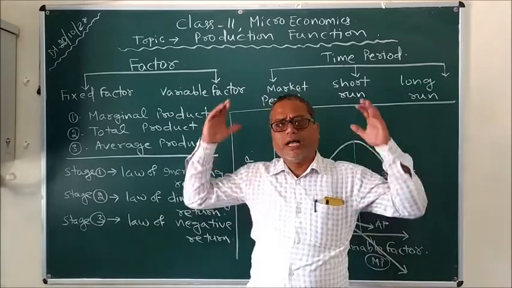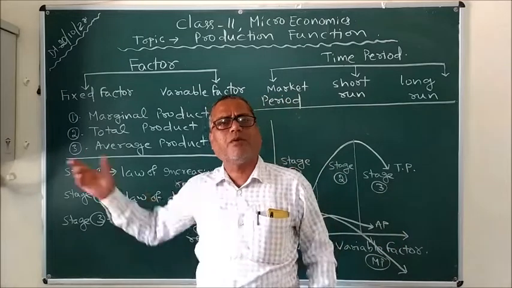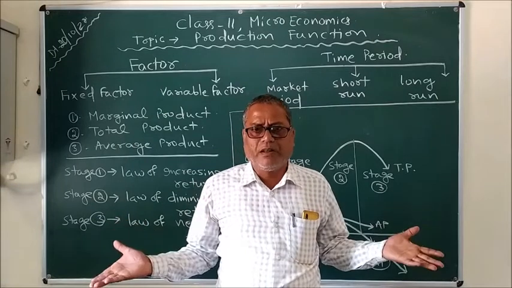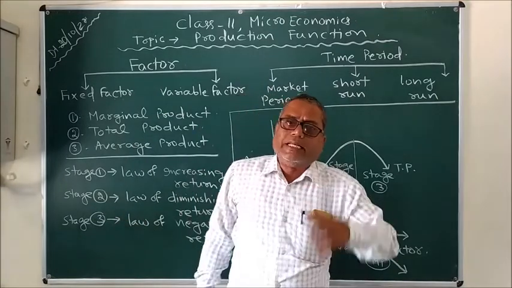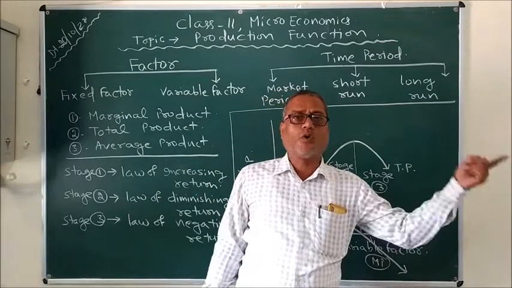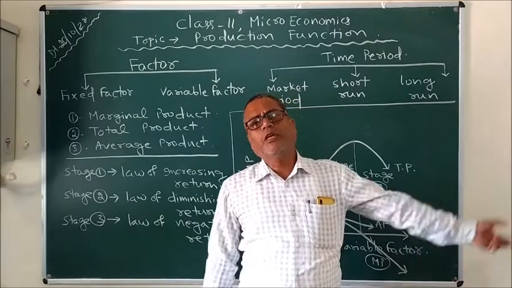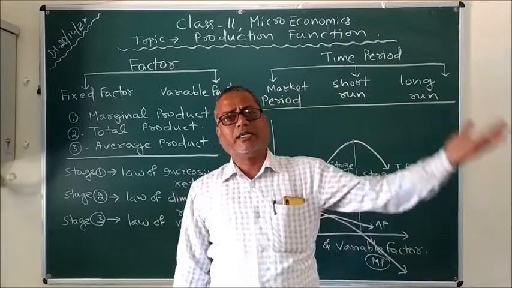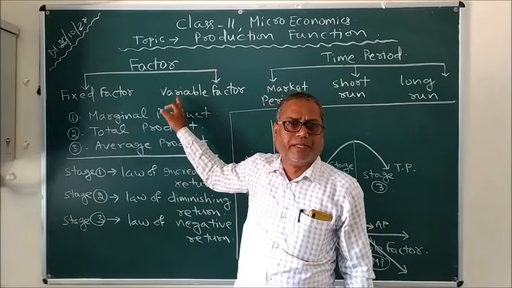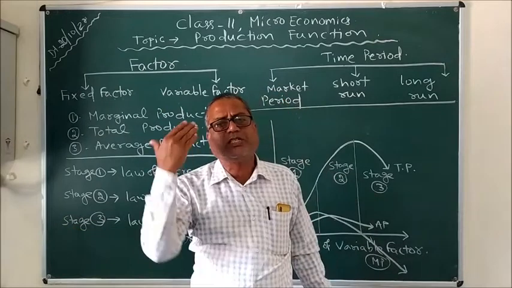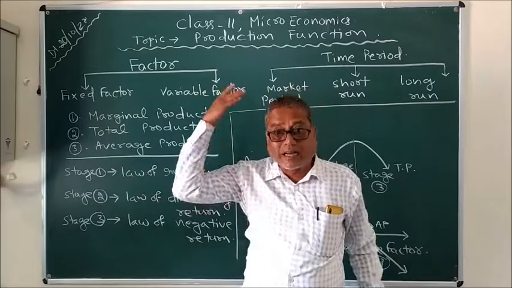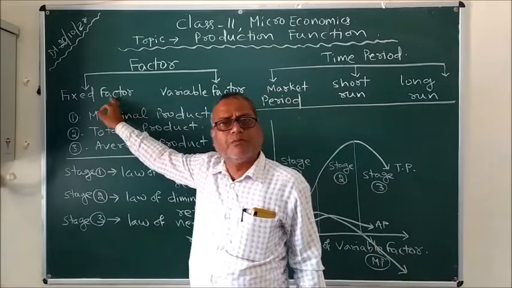And why at all we need to change the number of either fixed factor or variable factor? The answer is simple, that we need to increase the level of our production. When we want to produce more, then simply we have to use more inputs, and here inputs or factor means either it may be fixed or it may be variable. If the number of a factor can be changed, it is variable factor. If the number of a factor cannot be changed, then it is fixed factor.